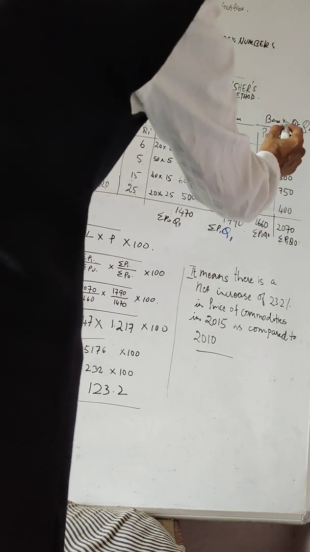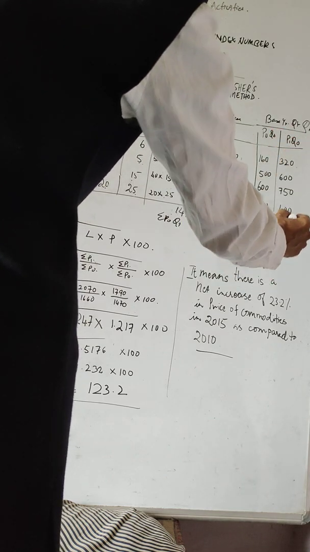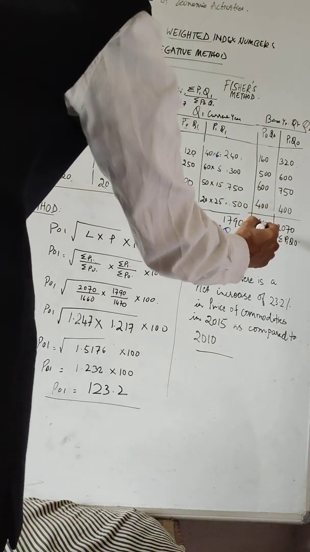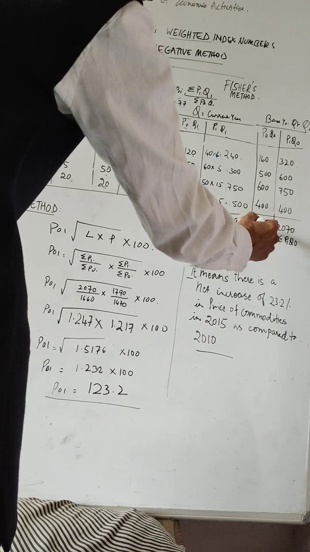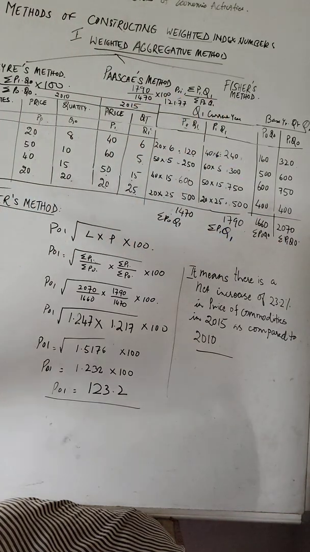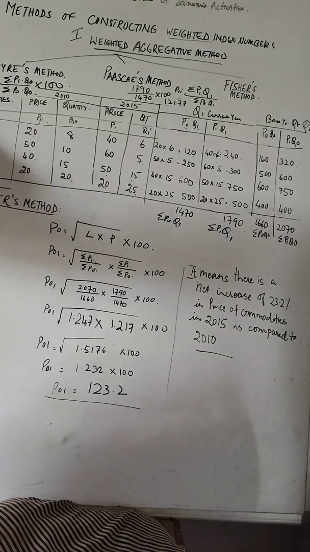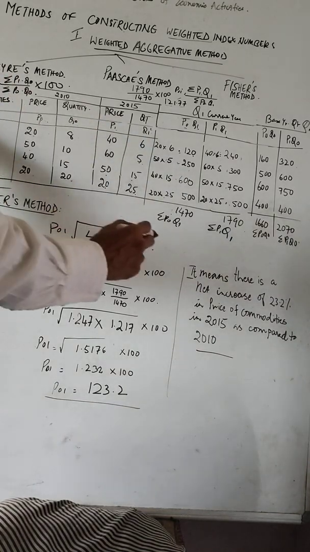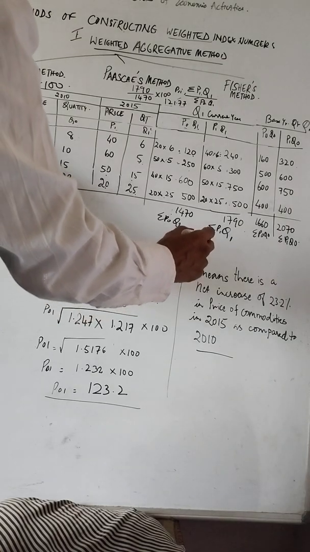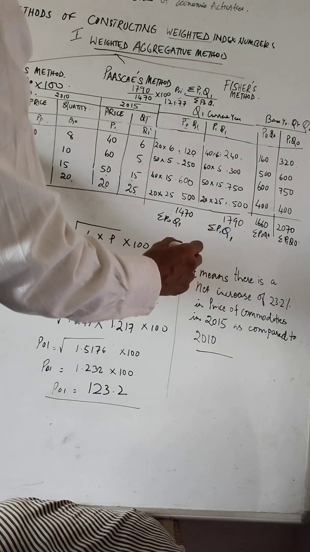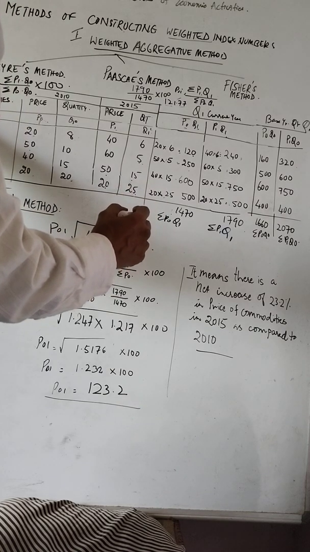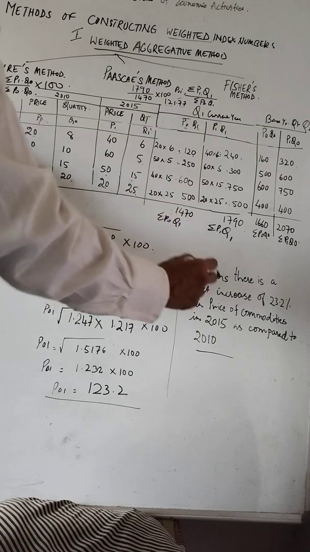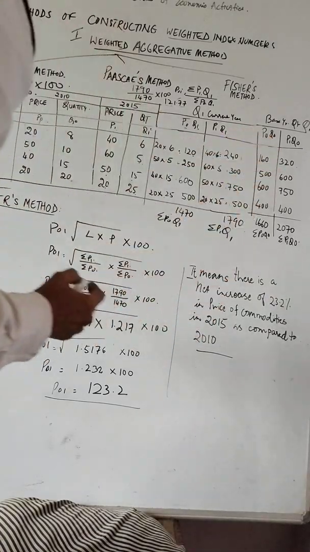So what do we get? For P1 Q0, when we add it up, we get 2070, and when we add this up, sigma P0 Q0 stands at 1660, and when we multiply it by 100, we get 124.7. This is the formula. So which means that there has been a net increase of 24.7% in price of commodities in 2015 as compared to 2010. So when we work it out.